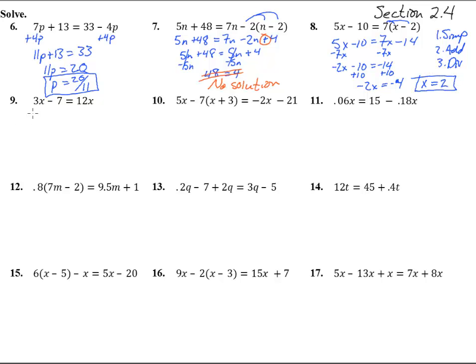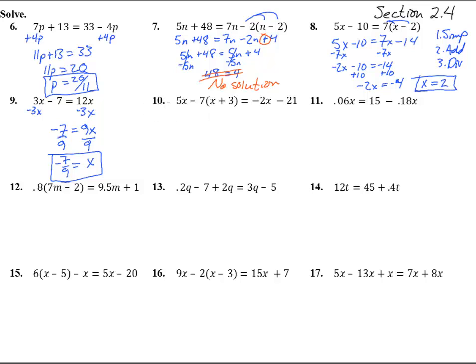Number 9. 3x minus 7 equals 12x. Let's get the two x's together to simplify this equation. So subtract 3x here, subtract 3x there. We get negative 7 equals 9x. Trying to get the x by itself, we don't need to add or subtract to get rid of anything. So we just jump down to step number 3 and we divide by 9. Divide by 9 and we get x equals a negative 7/9. That looks like a good number to me.